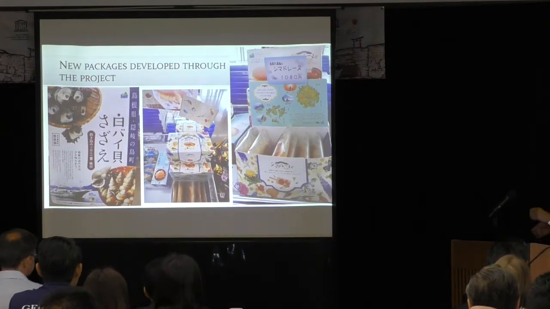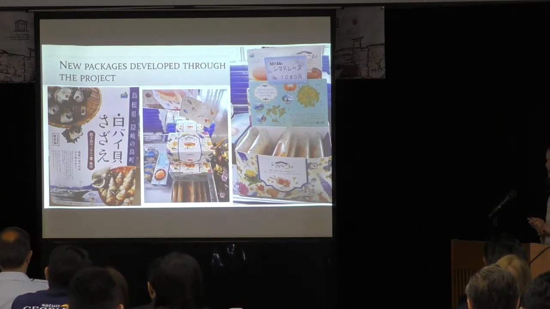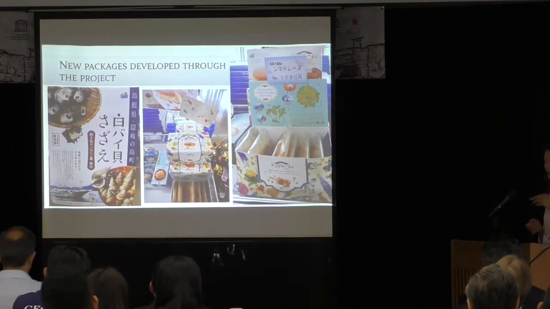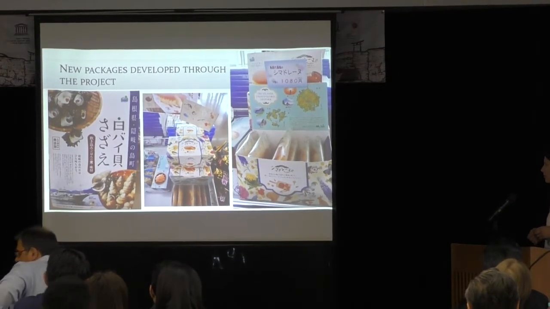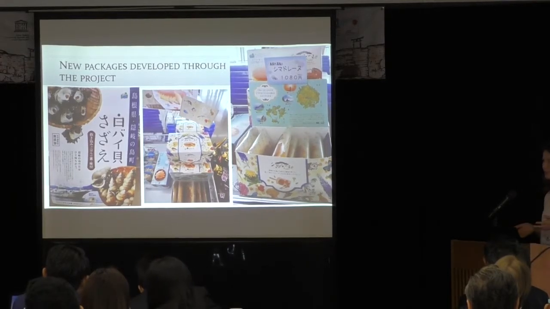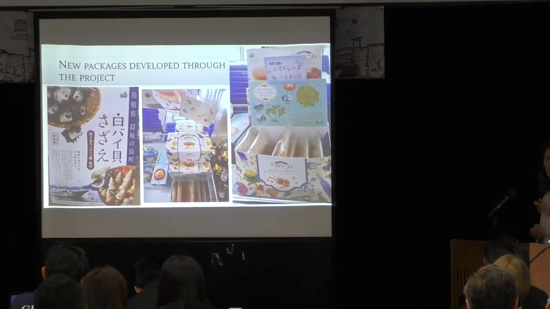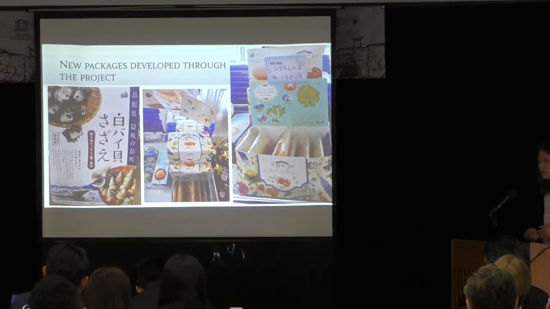And the second product that we created a new package for is sazae, which is turban shellfish, and also another type, I think it's a whelk. So basically seafood that is very famous, and many Japanese people buy it as a souvenir when leaving the Oki Islands.